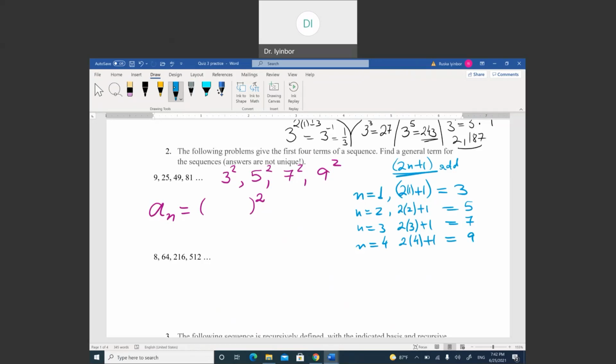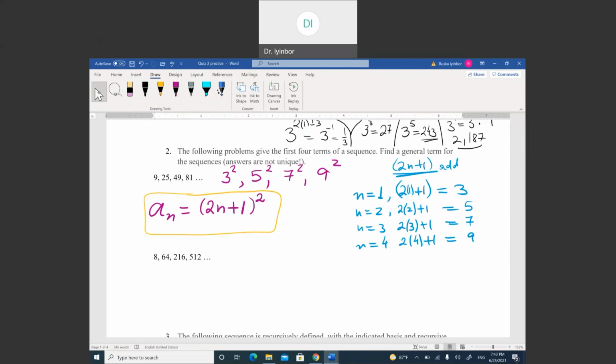This is how you're gonna get your general form for this sequence. So it's gonna be an equals, and I'm gonna put 2n plus 1 with exponent 2, with power 2. So this is my general term. This is my answer. And when I replace n with 1, 2, 3, and so on, I'm gonna get the terms I have given here. Okay, so let's go ahead and look at the next one.